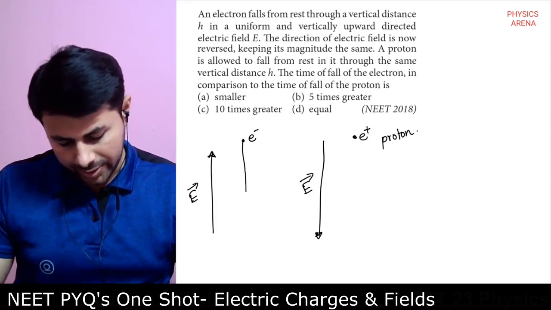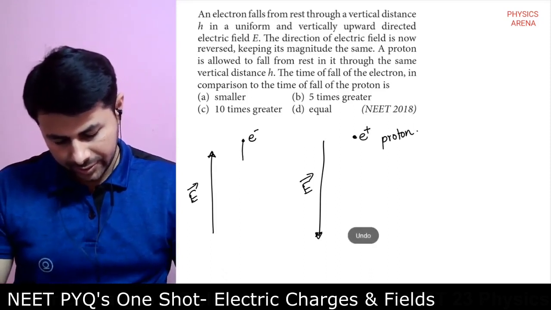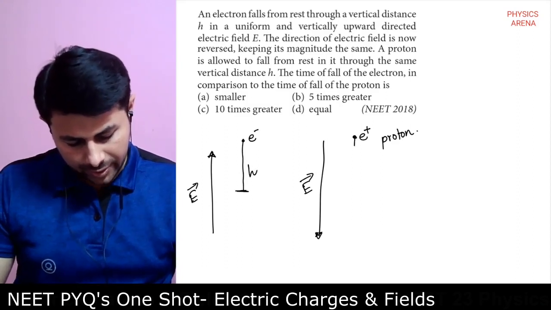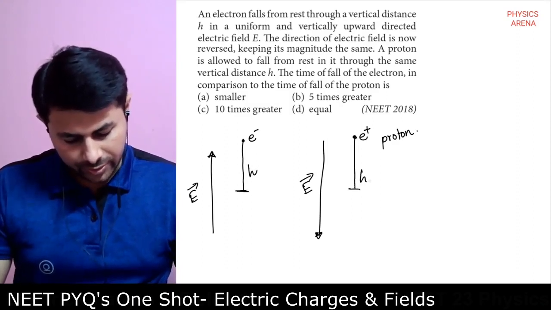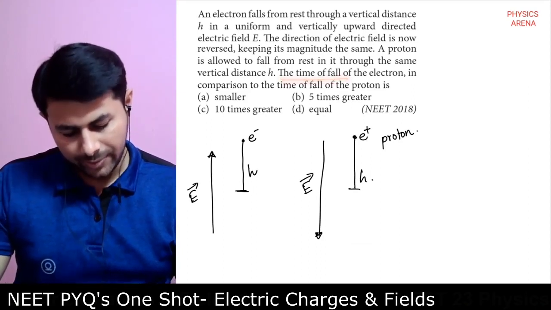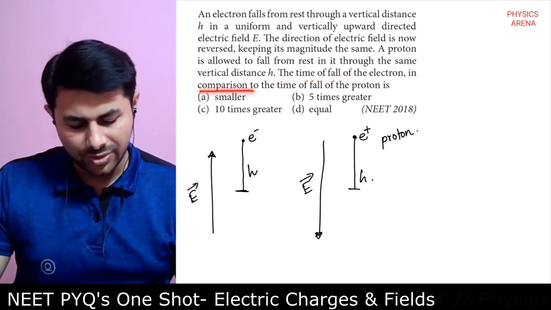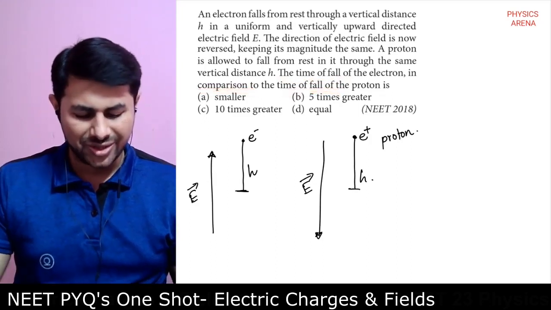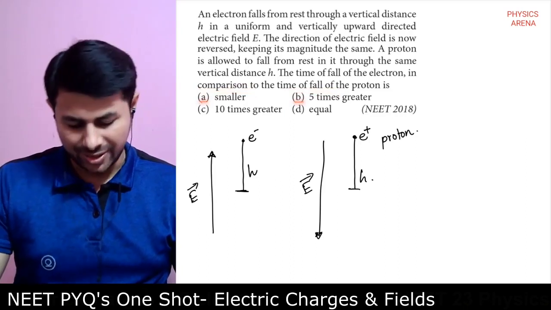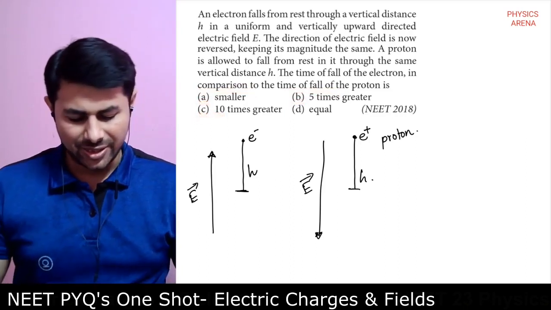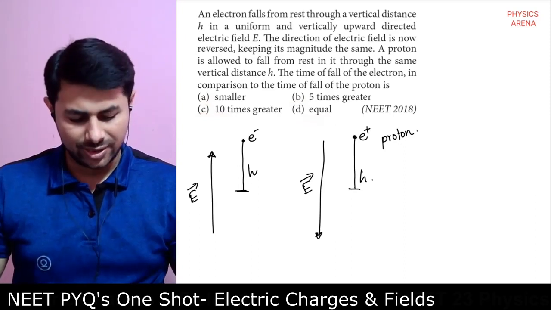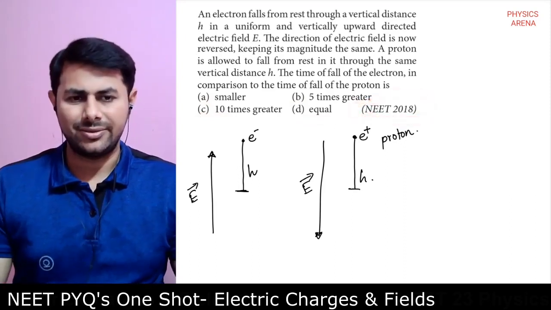So the electron falls through distance h, okay, till here. The proton also falls the same distance. The time of fall of the electron in comparison to the time of fall of the proton is: option A smaller, option B 5 times greater, option C 10 times greater, option D equal. Tell me. This is quite recent, 2018.